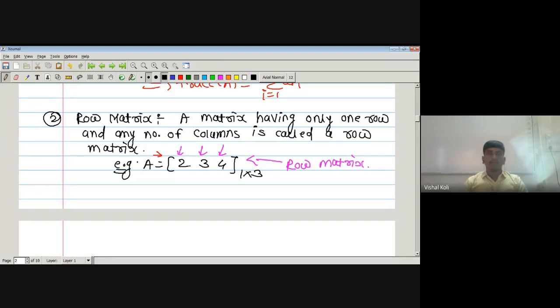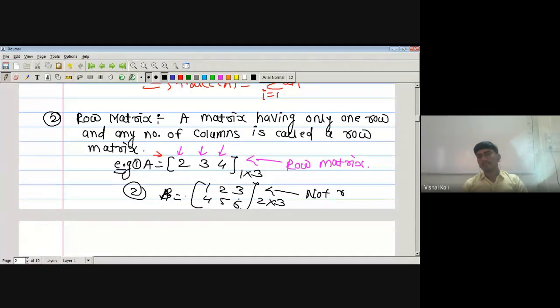Okay. Now the second example, A equal to 1 2 3 4 5 6. It is a matrix of order 2 by 3. As here there are 2 rows and 3 columns, therefore this matrix will not be a row matrix. Since for a row matrix we require only one row and there is no restriction on the number of columns. As this matrix B has 2 rows, it is not a row matrix.